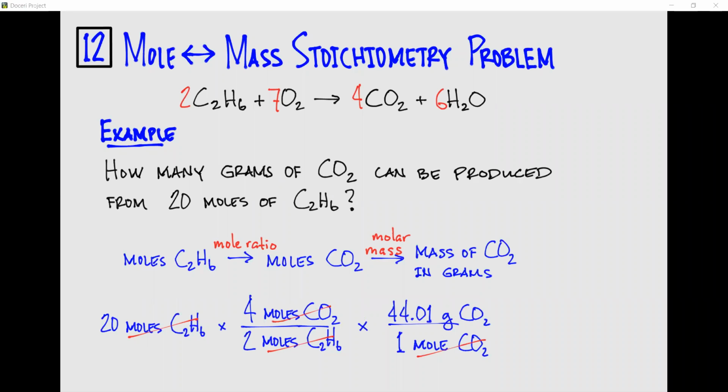All right, plug this into the calculator. 20 times 4 times 44.01 divided by 2, and we get 1,760 grams of carbon dioxide generated from 20 moles of C2H6, or ethane gas.